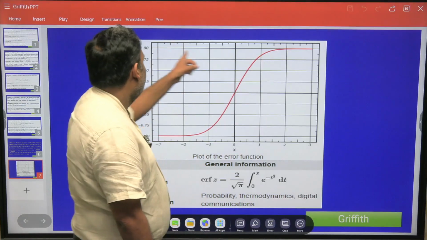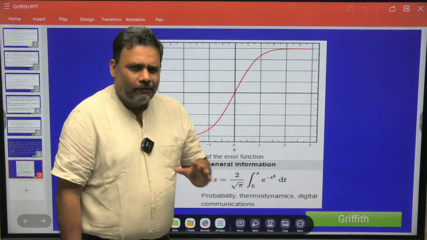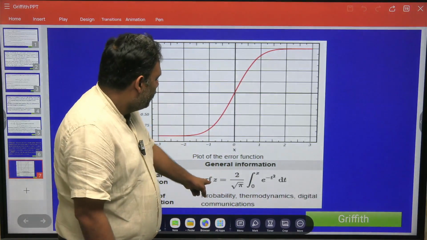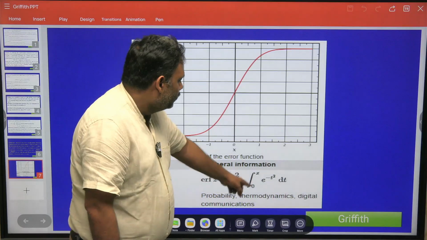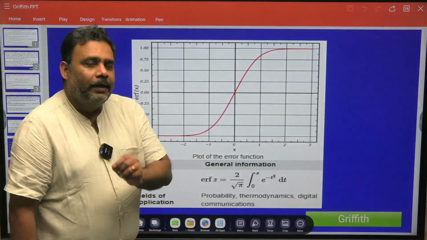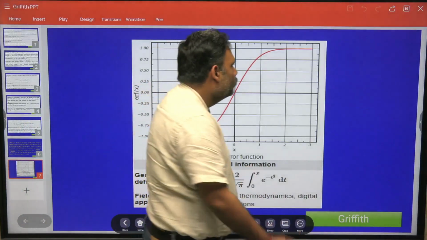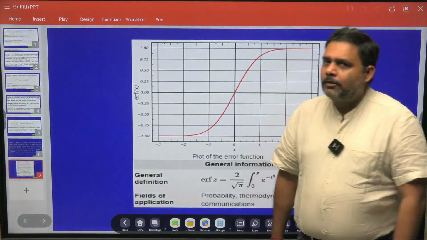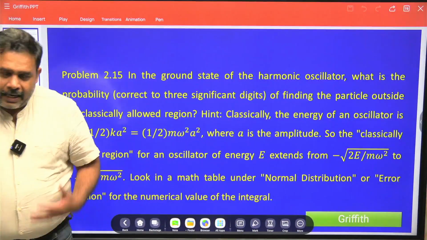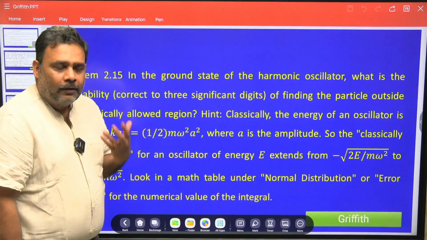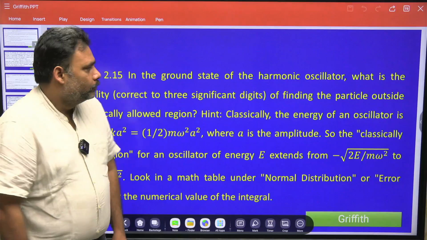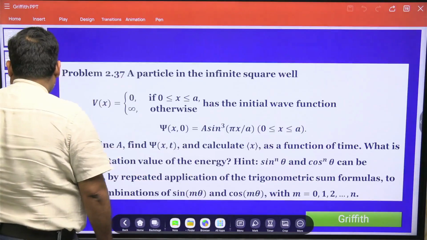Here we will get this value as almost 0.84 or 0.85, you can say. So from this graph, we can find that the error function, that means 2 upon root pi, integral 0 to 1 of e to the power minus t square dt, is equal to about 0.85. So we will use all this concept. Let us solve this problem step by step. In this problem, we have to use a little bit of classical concept as well as the quantum mechanical approach.